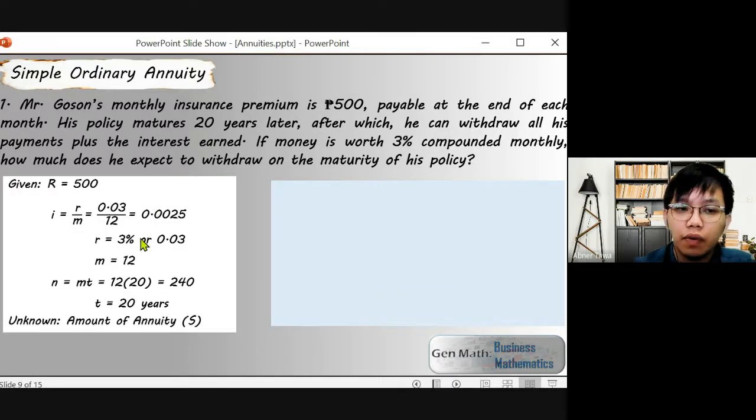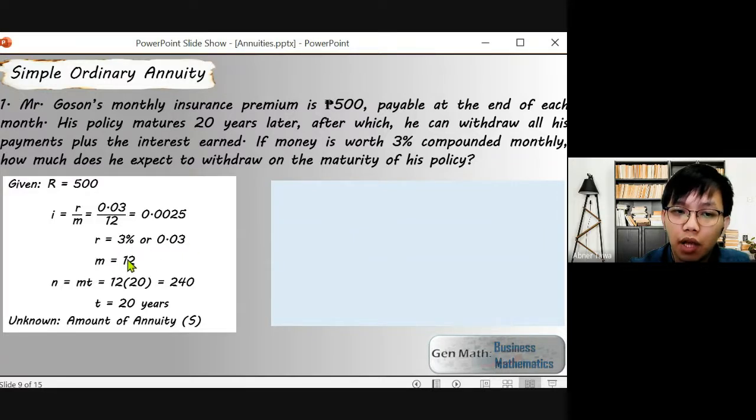So we have here the following given. 500 is the periodic payment, or the capital letter R. And what is the value of i? We have here the rate of interest given to be 3%. Sometimes this is called the rate of interest in our annuity, same din sa compound interest. The rate of interest is sometimes called nominal rate. Okay, so just remember it is sometimes called nominal rate. The nominal rate here is 3%, or in decimal that is 0.03.